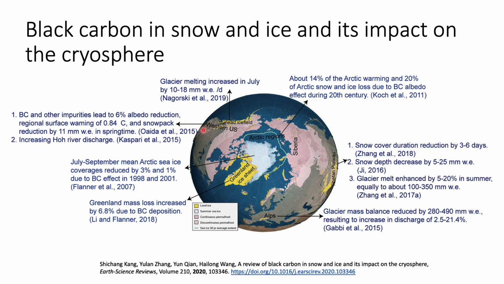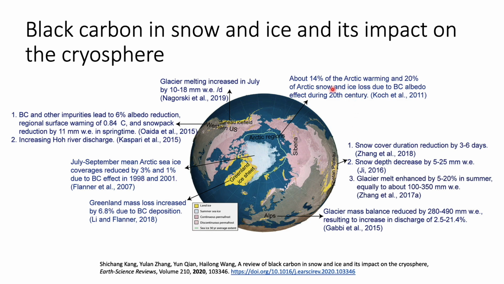So this is reported here, and this is in the US region. And the second, increasing of river discharge, that happens here. And if we look at the third one, the July-September mean Arctic sea ice coverage is reduced by 3% and 1% due to the black carbon effect in 1998 and 2001.